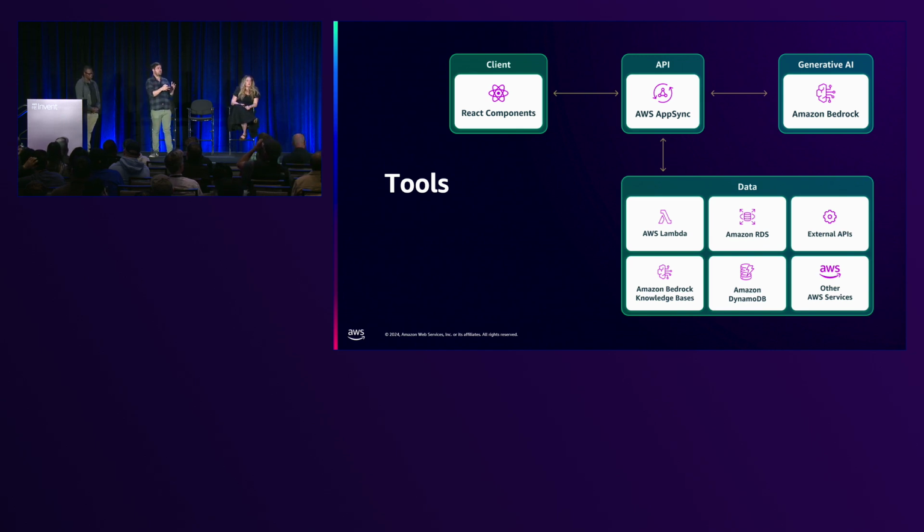When the LLM wants to invoke a tool, that also goes through the same AWS AppSync API, and then gets the results back, and then thinks again, potentially responds to the user. So everything kind of goes through AWS AppSync as an AI gateway layer.